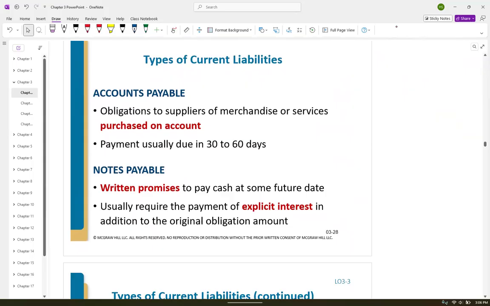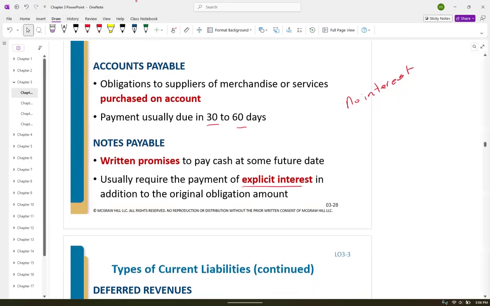Okay. So accounts payable. Sometimes they'll call this trades payable, kind of like trades receivable. But these are obligations to suppliers of merchandise or services purchased on account. Payments are usually between 30 to 60 days. There is no interest on an accounts payable or accounts receivable. Notes payable is going to be a written promise. It will have an explicit interest added to it.